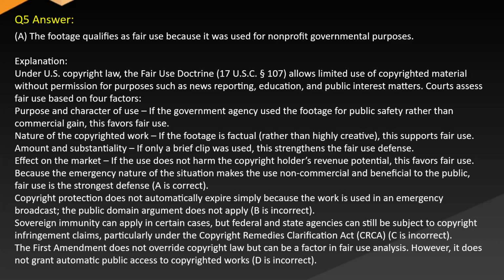Purpose and character of use. If the government agency used the footage for public safety rather than commercial gain, this favors fair use. Nature of the copyrighted work. If the footage is factual rather than highly creative, this supports fair use.